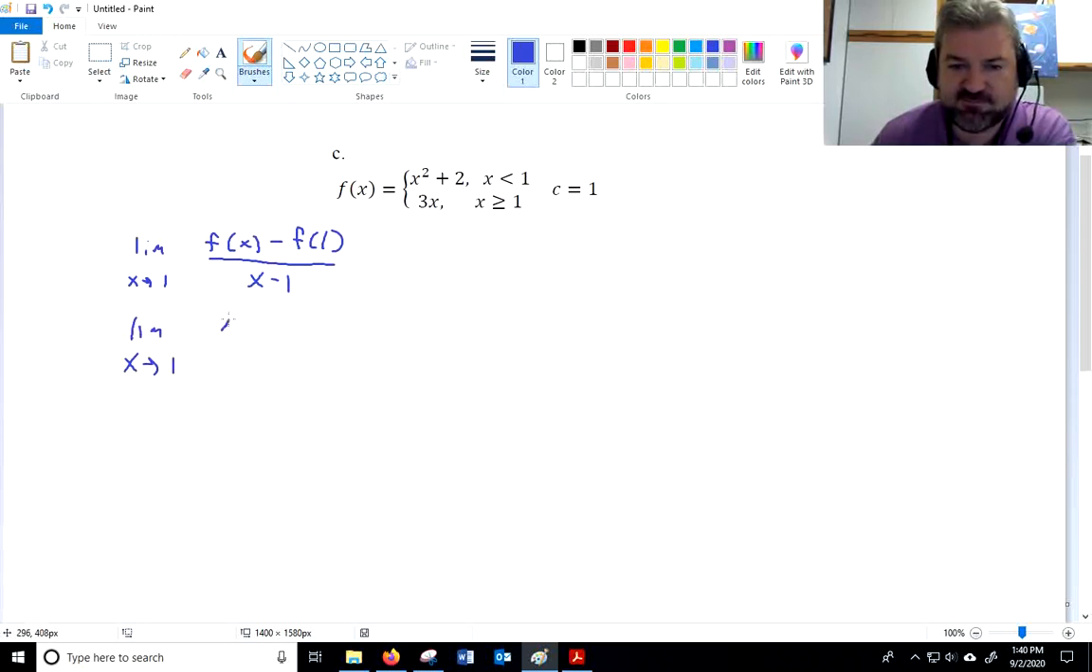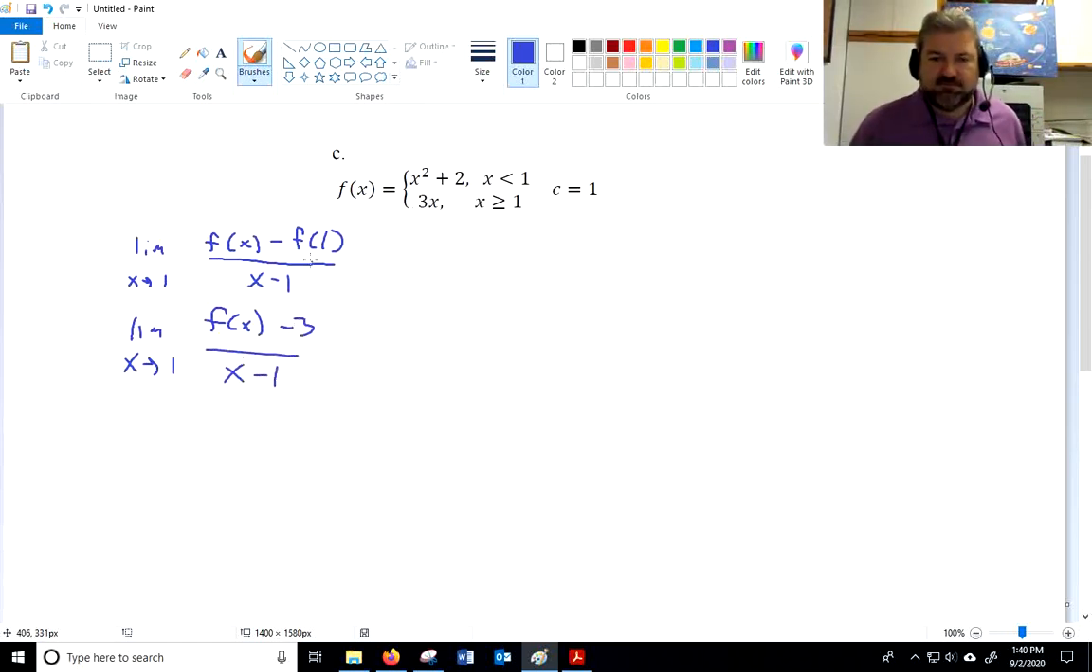So f of x would be 3x. Ooh, wait, hold on a second. I don't want to plug that in yet. Let's leave that as f of x, because that's going to take some thinking, minus 3 over x minus 1. So let's take the limit from the left and the right.